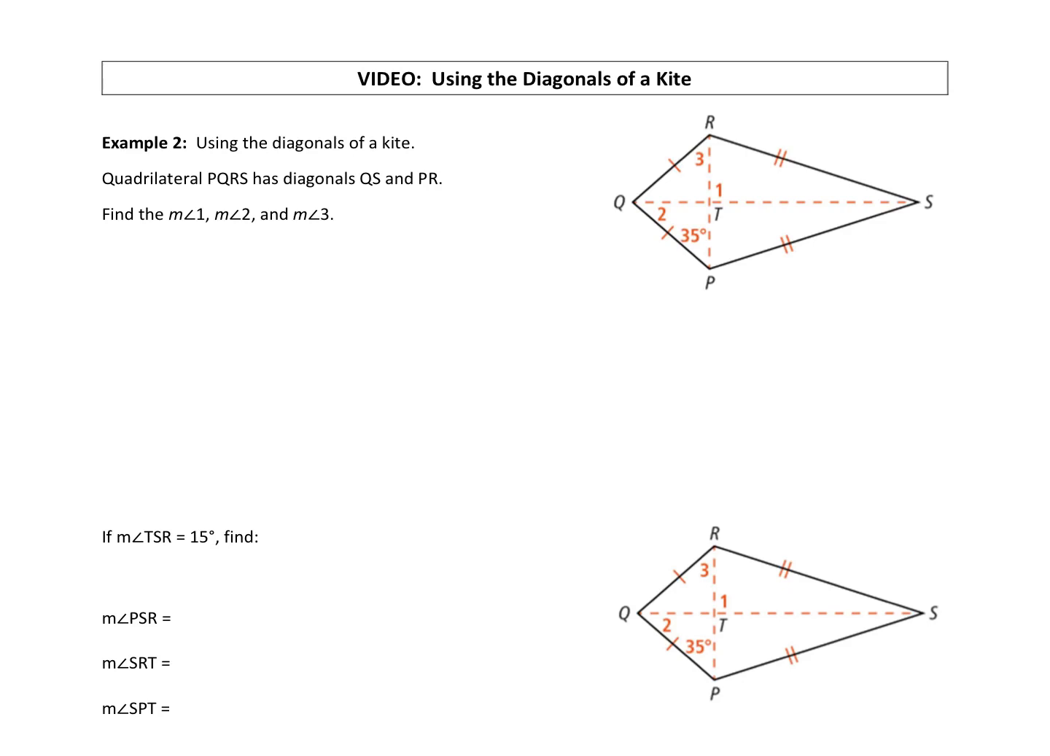Okay, now that we know some things about kites, let's use those diagonals of a kite to help us find more information. So here we have quadrilateral PQRS. PQRS is a quadrilateral, and it has diagonals QS and PR. And we're asked to find the measure of angle 1, the measure of angle 2, and the measure of angle 3.